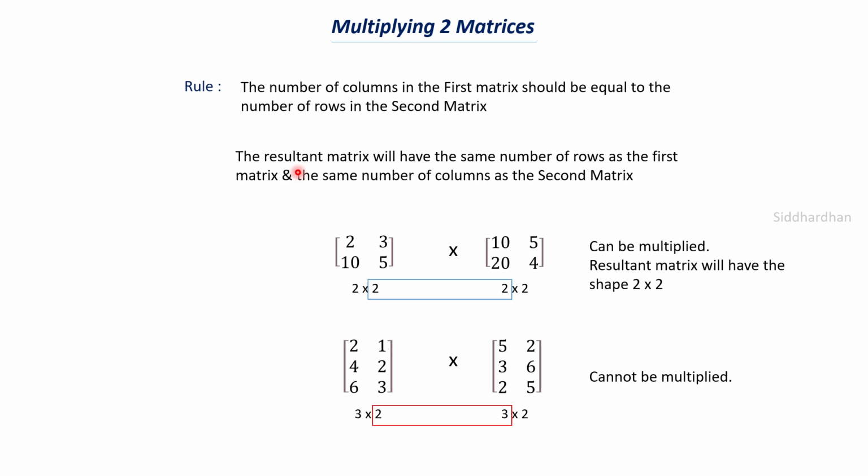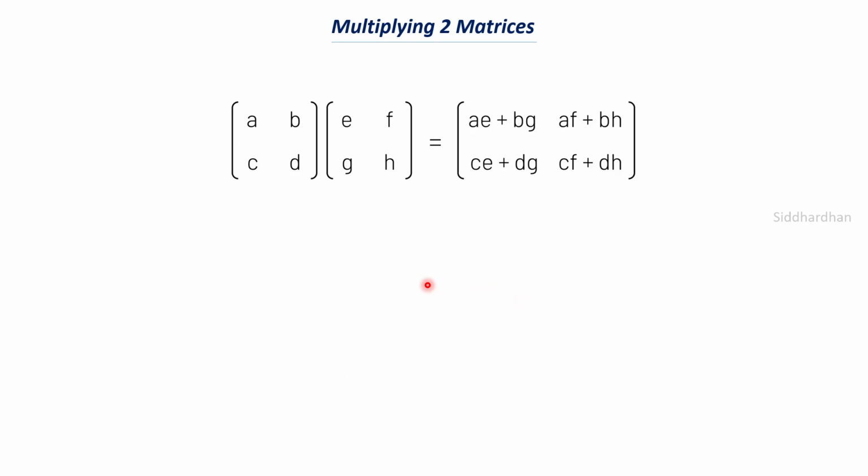So we have discussed in the previous slide that a 2 cross 2 matrix and a 2 cross 2 matrix can be multiplied because it is satisfying our condition, right? So now what happens here is, just don't look at this. Just take this first value. Let's see what this first value is.